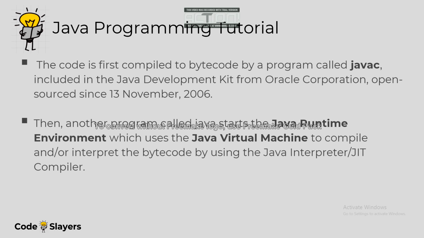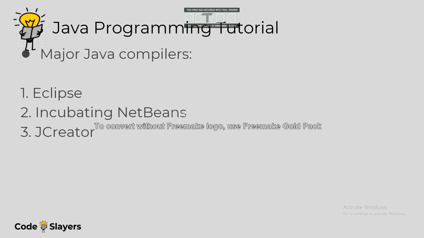Then, another program called java starts the Java Runtime Environment, which uses the Java Virtual Machine, usually called JVM, to compile or interpret the bytecode using the Java interpreter. Major Java compilers: Eclipse, NetBeans, JCreator.